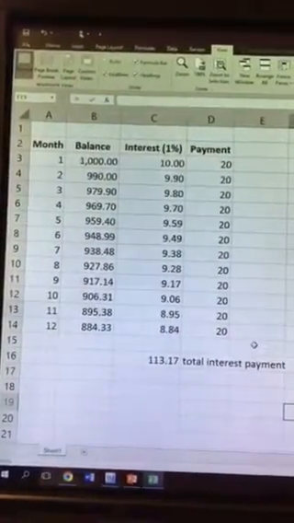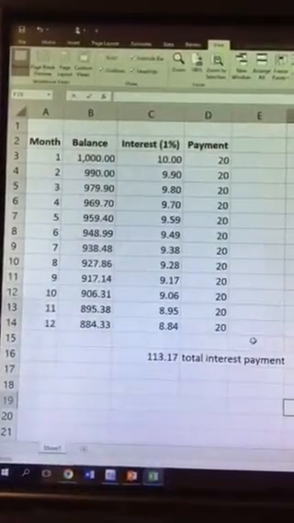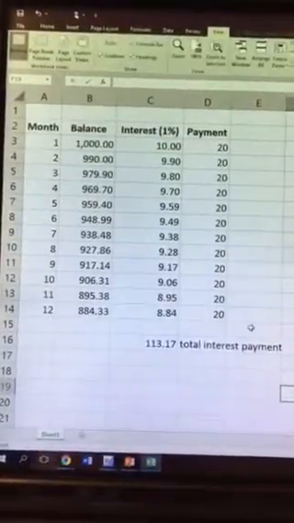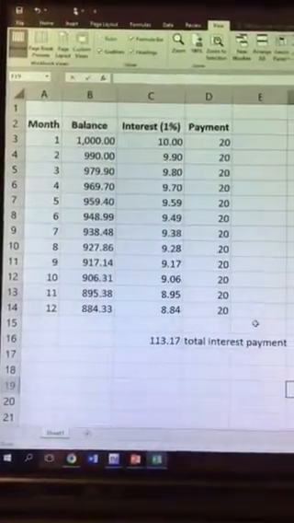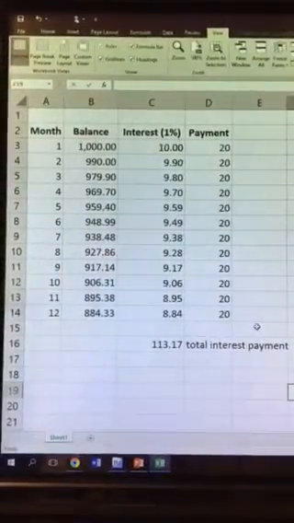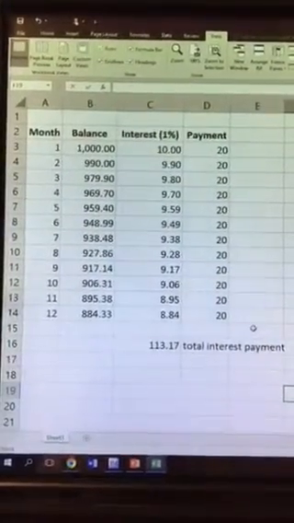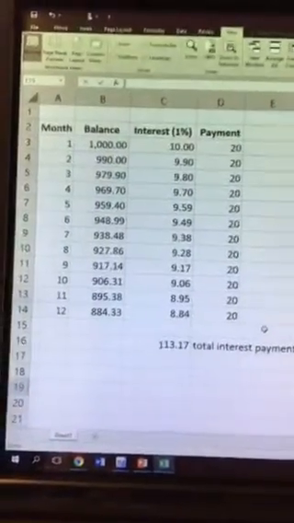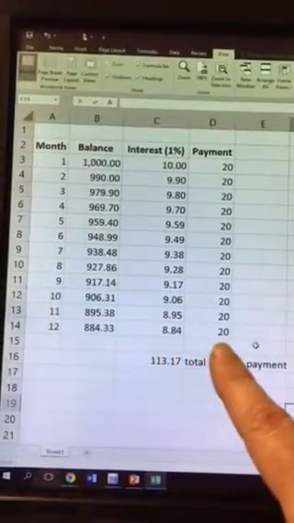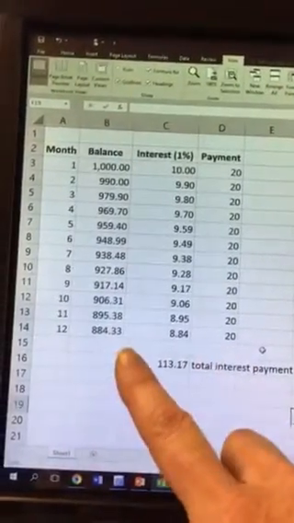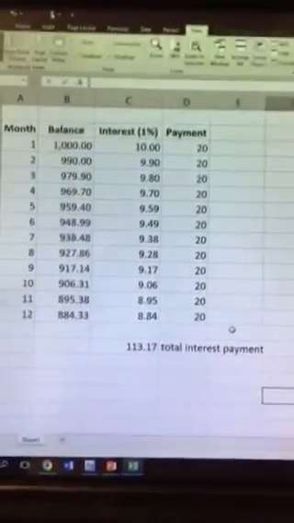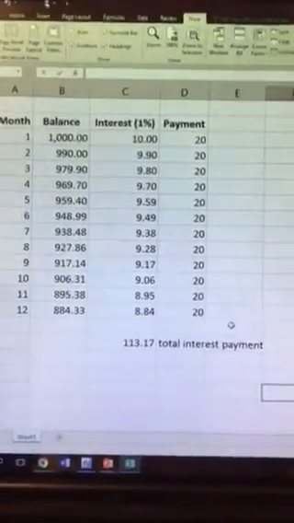So had 100% of those payments been applied to my balance, if every month I wasn't paying these interest fees, if I was just paying the full $20, I shouldn't owe this much. I should only owe $760, right? 1,000 minus 240 comes to 760, but I actually owe quite a bit more than that. I owe $884 because my entire $20 was not going towards my balance. Only a portion was going towards my balance. I had to pay $113 just in interest.